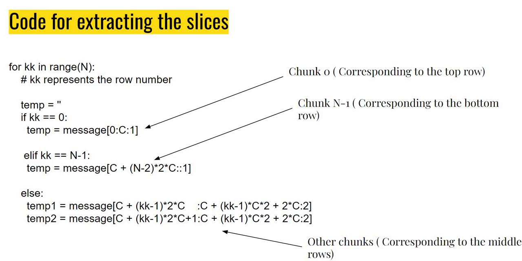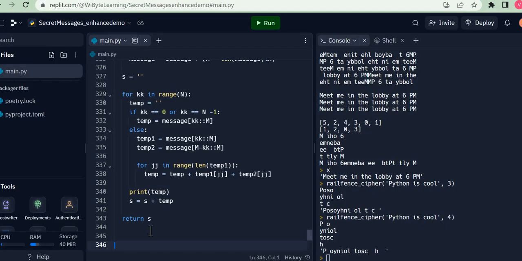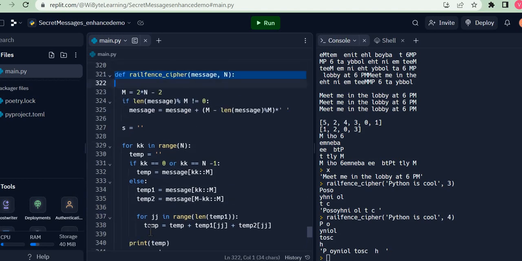So what we are going to do really is extract these slices in the decoded message. First thing, I'm going to define C, define M, as we have done before, and then I'm going to use this code. So let's just do this much first, and then we'll see how to proceed. So I go to my code here, and I say, okay, let me define a new function. Let me just start from here.